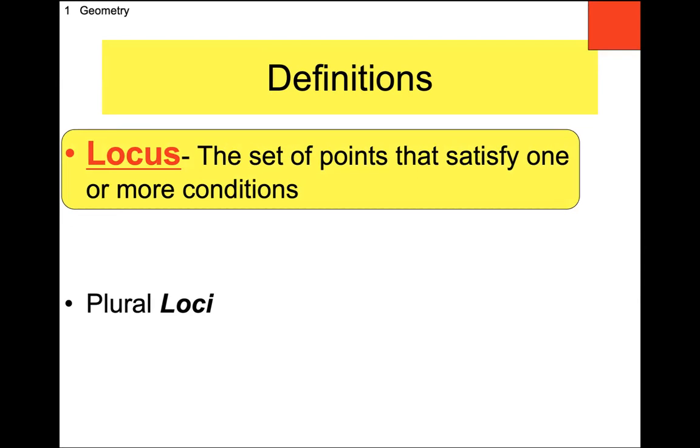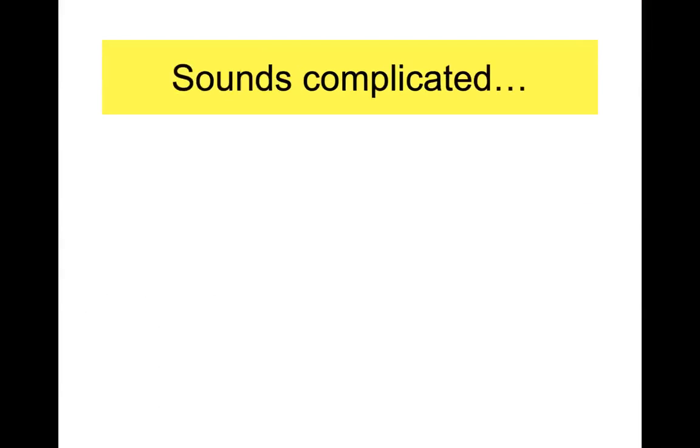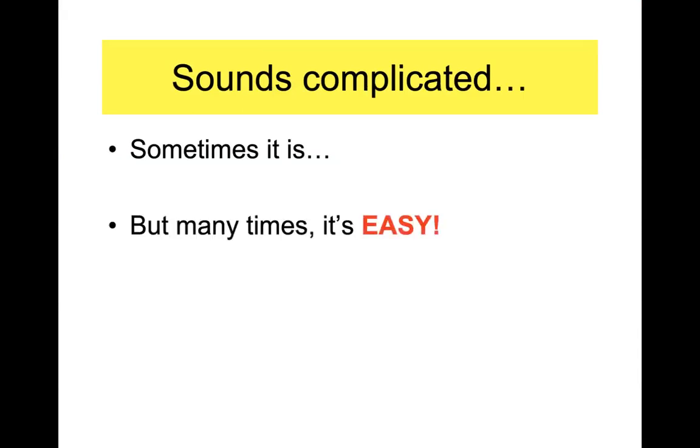We're going to do 4 examples. 2 of them I'll do for you, and then I'll have you do 2 of them yourself. All right, so let's get to it. So it sounds very complicated, and sometimes it is. Loci problems are usually very complicated, but locus problems are pretty straightforward. And today they should be fairly easy.